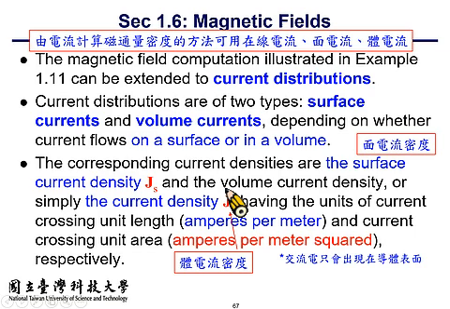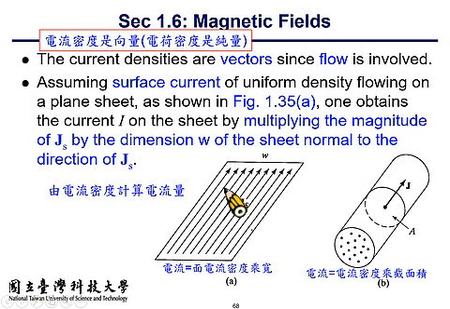Alright, so volume current density is addressed as J, surface current density is addressed as J_S, and line current, well, line current, do we have any?